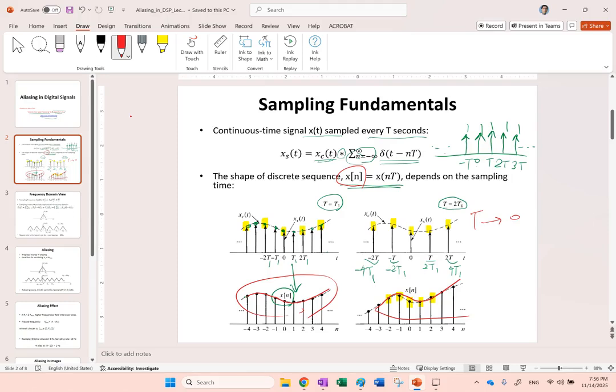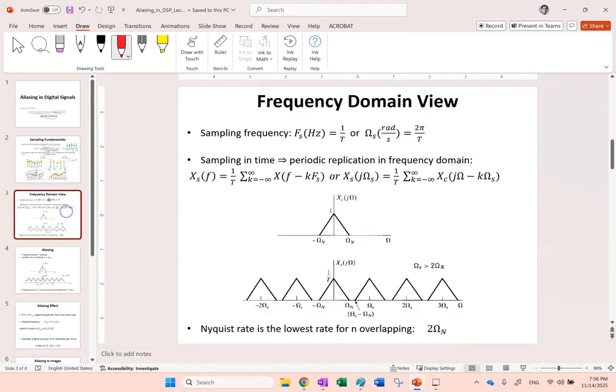We have to pick some number depending on our hardware, and so the result of that sample time is going to be different looking signals. Good. Now what happens in the frequency domain? This is in the time domain, right? When you sample a signal which is convoluted by a pulse train, basically, what happens in the frequency domain?